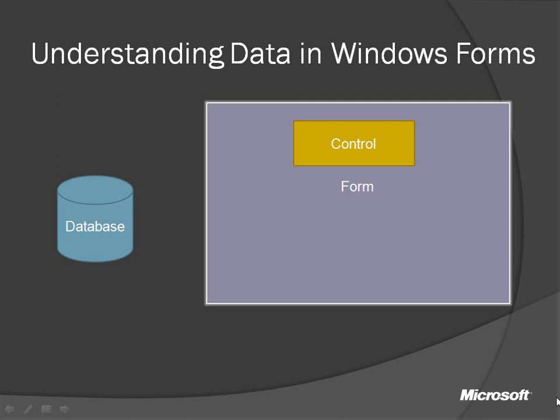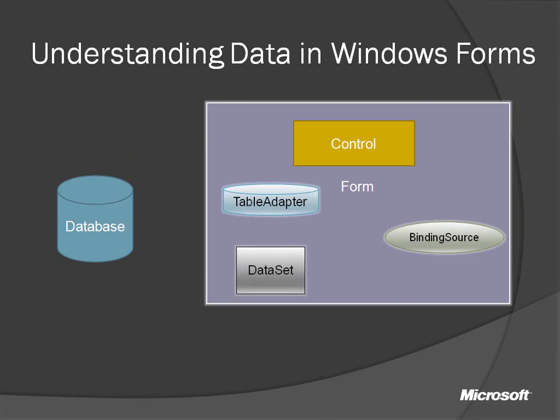So how do we work with data in Windows Forms? We have a database and we have a form with one or more controls contained on it. The idea is we need to get that data from our database and populate those controls. Likewise, we need to get the data from the controls back into the database. So how does this happen?